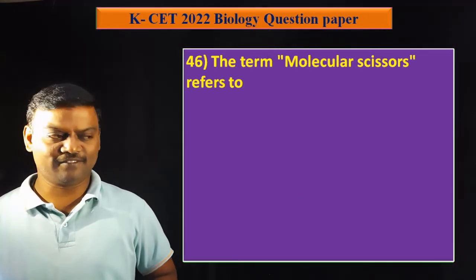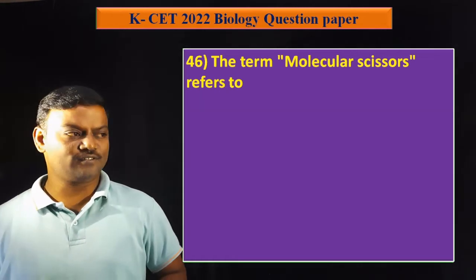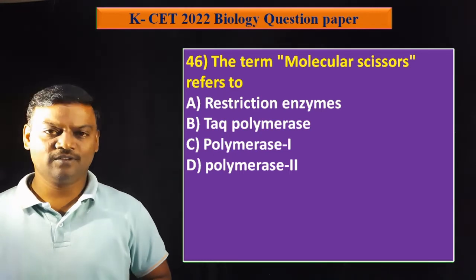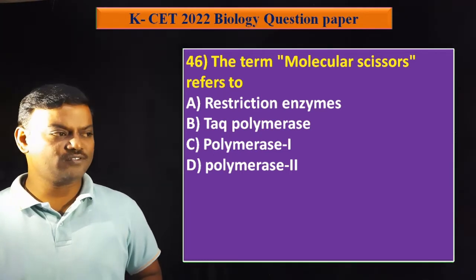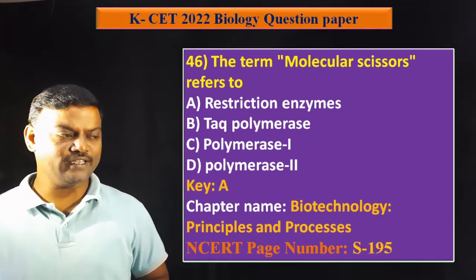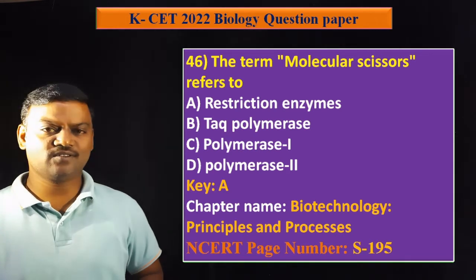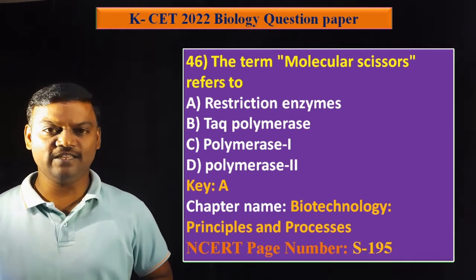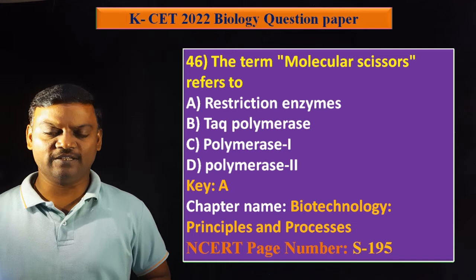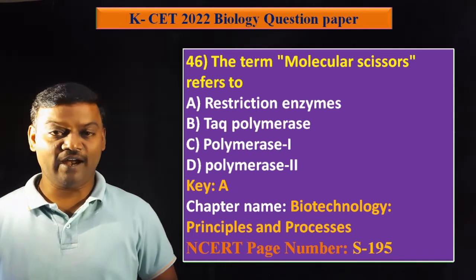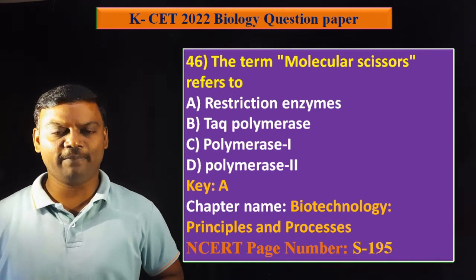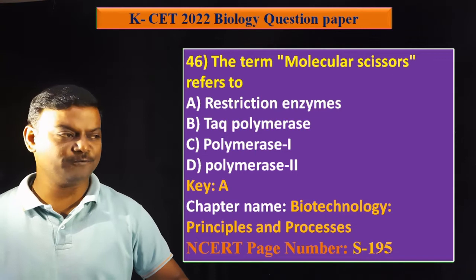Question number 46. The term molecular scissors refers to option A, restriction enzymes. Option B, Taq polymerase. Option C, polymerase 1. Option D, polymerase 2. The correct answer is option A. So restriction enzymes help to cut the DNA at a molecular level in between nucleotides, so these are called molecular scissors, and it is a question from Biotechnology Principles and Process, NCERT page number 195.